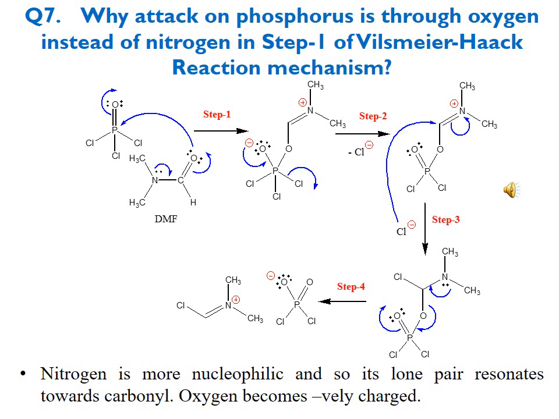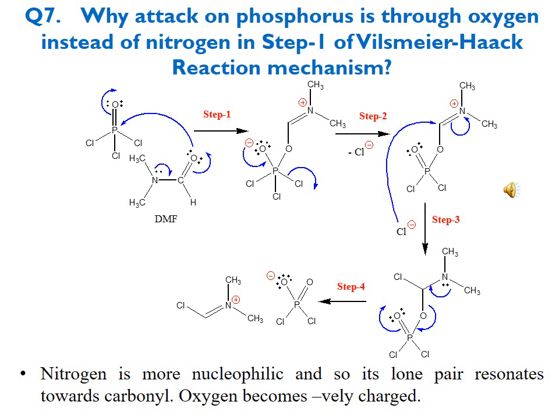Another question from step 1 of the Vilsmeier-Haack reaction is given here. The mechanism is shown with the numbering of steps 1, 2, 3 and 4. Here you can see step 1. In step 1 there is attack of oxygen on the phosphoryl chloride instead of the nitrogen, although we know that nitrogen is more nucleophilic than oxygen. The question is why the attack on phosphorus is through oxygen instead of nitrogen.